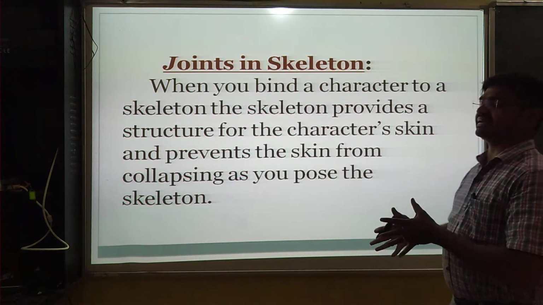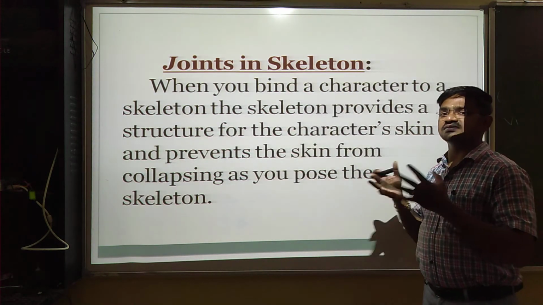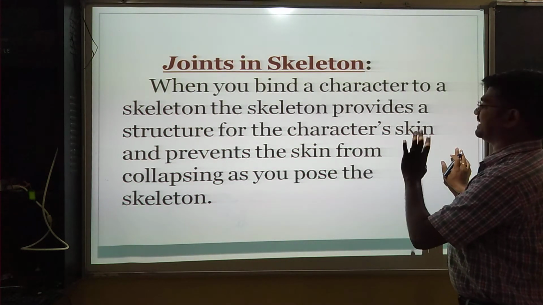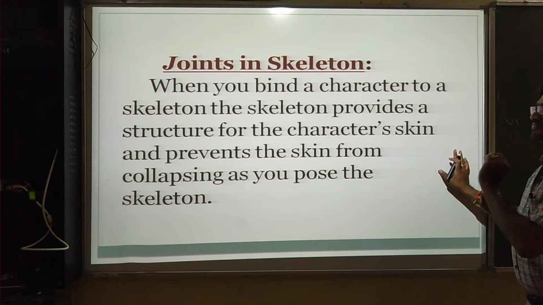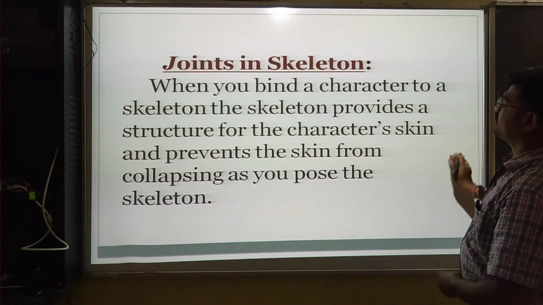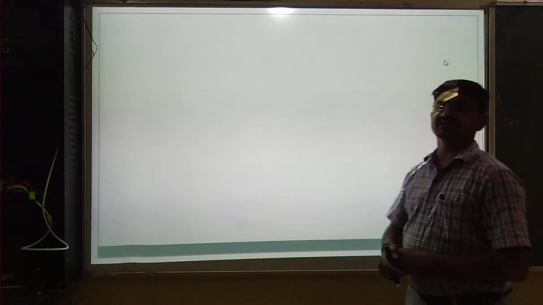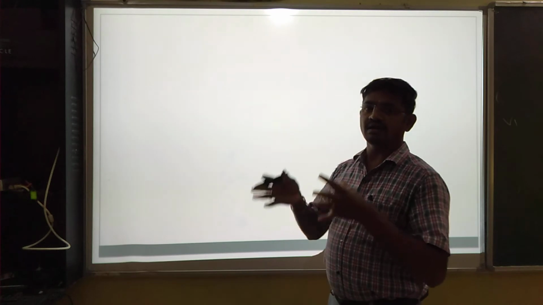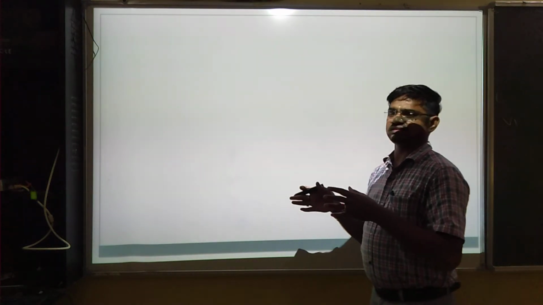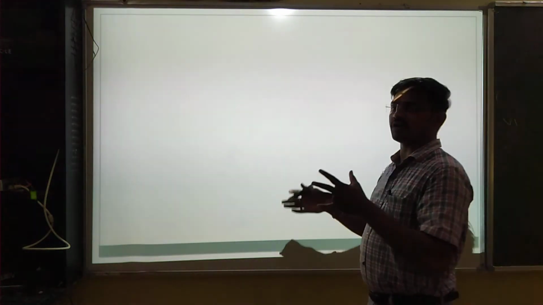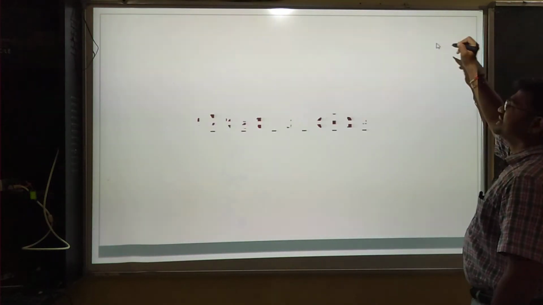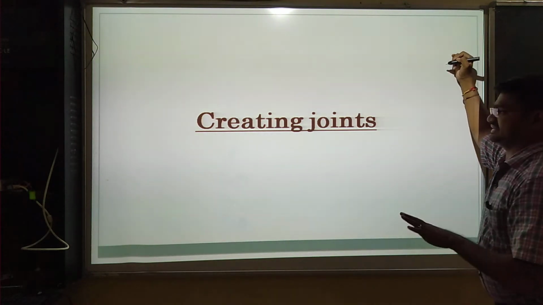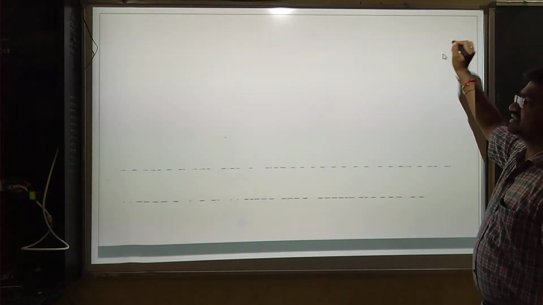So first you should create the skeleton. A skeleton is one of the objects of animation. It gives structure to the character's skin and prevents the skin from collapsing. First of all, in any 3D graphics animation, you should make the skeleton of the body. The skeleton is one of the objects we make in 3D animation. Then, creating joints.